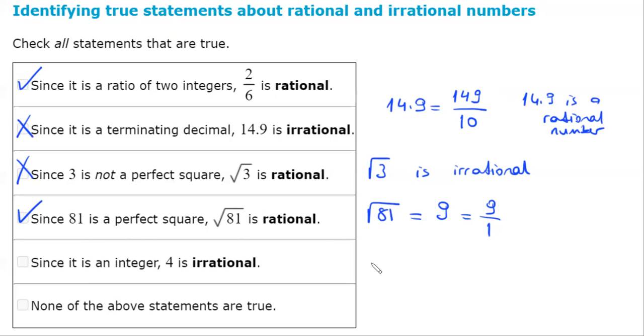So I can write all the integers as a fraction. I can write 4 as 4 over 1. Okay? Because if you divide a number by 1, you get the same number. So 4 is equal to 4 over 1. That means 4 is rational, because I can write 4 as a fraction. If you can write a number as a fraction, it is a rational number. If you cannot write a number as a fraction, it is irrational number. So this is not true. This is false.